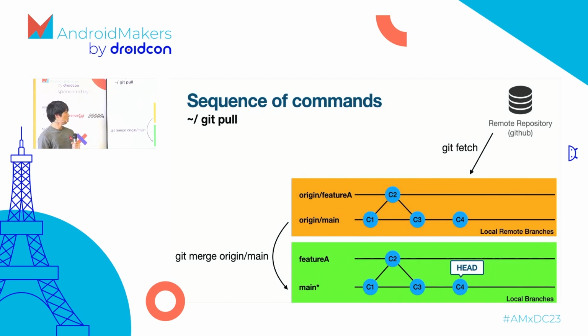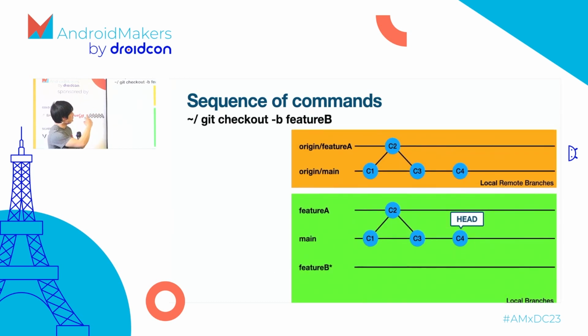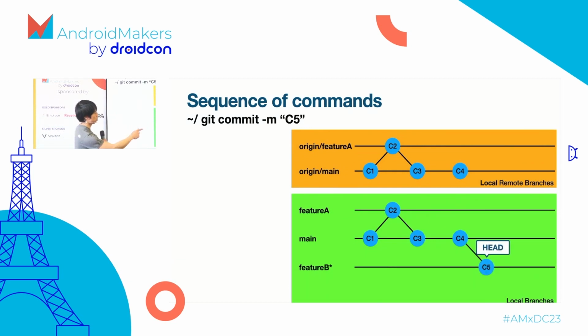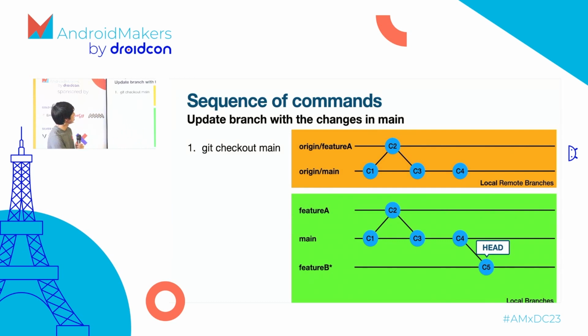Now what you usually do is create git checkout -b feature B. So you create a new branch, and the head is still commit 4. Then let's commit a new commit here. So you have commit 4, and you point to the new head, right? But now imagine that somebody updated main, so some pull request got merged in main.